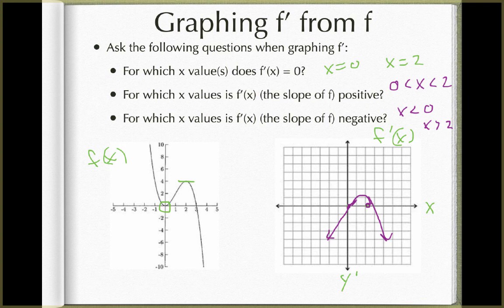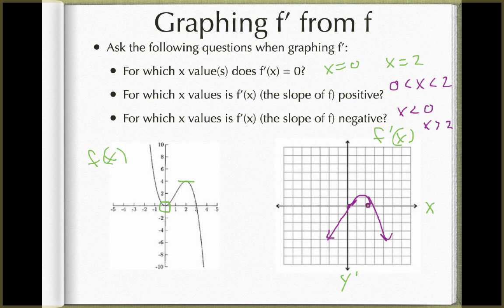This is a sketch of the graph. We have a negative slope coming into 0. Then we have a positive slope going from 0 to 2, so we're above the x-axis. And then we have a negative slope going out to the right, past x greater than 2.